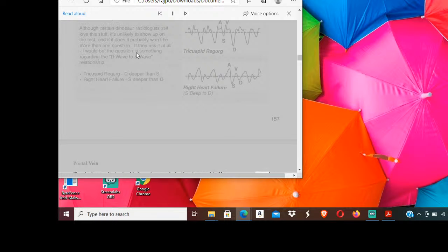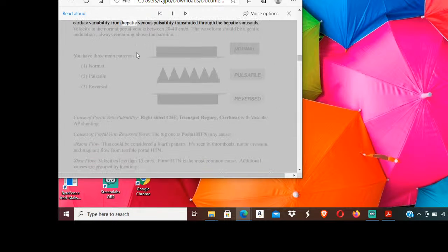You can see some normal cardiac variability from hepatic venous pulsatility transmitted through the hepatic sinusoids. Velocity in the normal portal vein is between 20 to 40 centimeters per second. The waveform should be a gentle undulation, always remaining above the baseline.